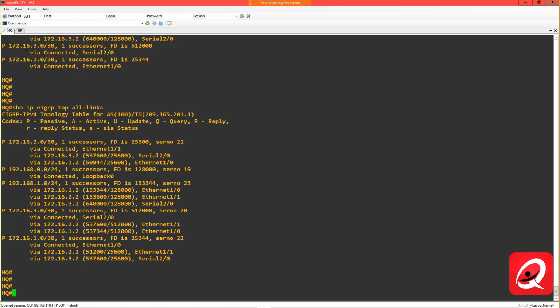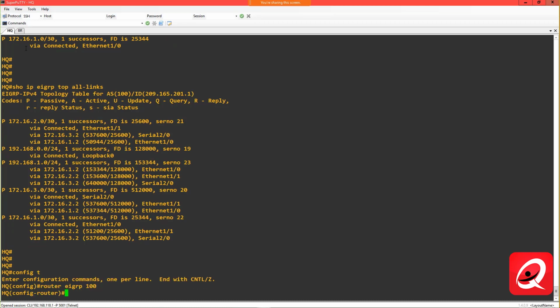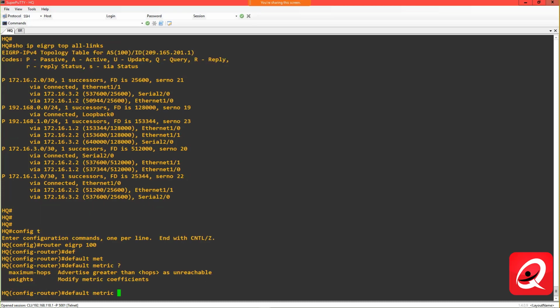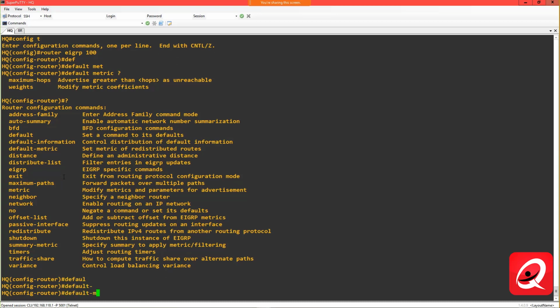Now, there's a couple ways that you can do this. You can actually go into the EIGRP process and do default metric, and you can specify the metric, either hops for RIP or weights, or you can actually apply this to the redistribution process. So we did a default-metric. That's what I meant to say.